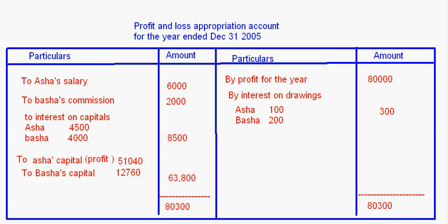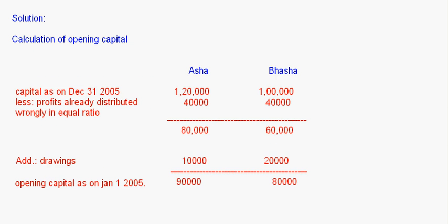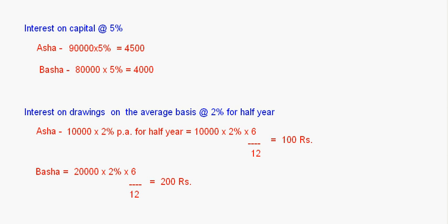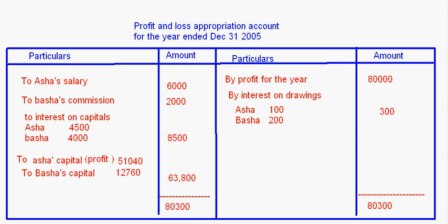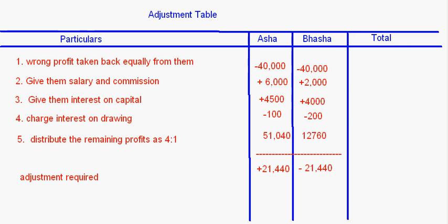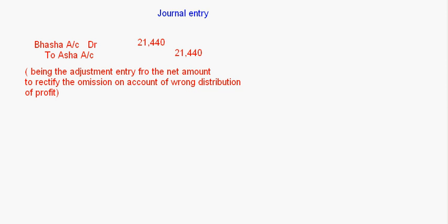In this we have first of all calculated the opening capitals, and then whatever was omitted, that is the interest on capital, interest on drawings, we have done that. Then the profit and loss appropriation account, and after that the adjustment table, and then the journal entry. So with that we come to the end of this solution for the past adjustments questions, right?